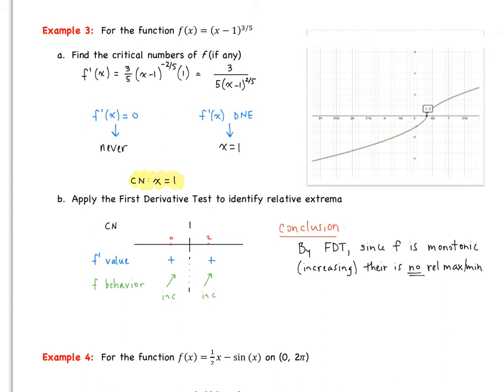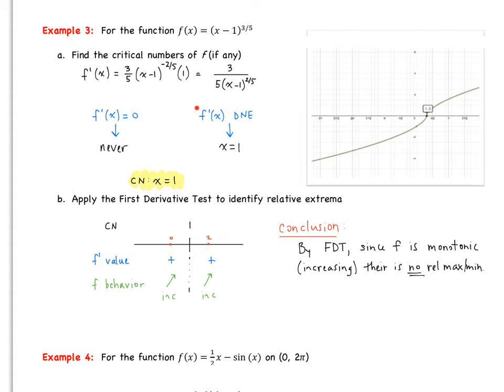Let's try another one. So now we're given the function f of x equals (x minus 1) to the 3/5. Okay, we want to find any relative extrema by applying the first derivative test. So the first thing we have to do is find what f prime is. All right, after we go through the motion, we get f prime is equal to 3 over 5 times the quantity (x minus 1) to the 2/5 power.